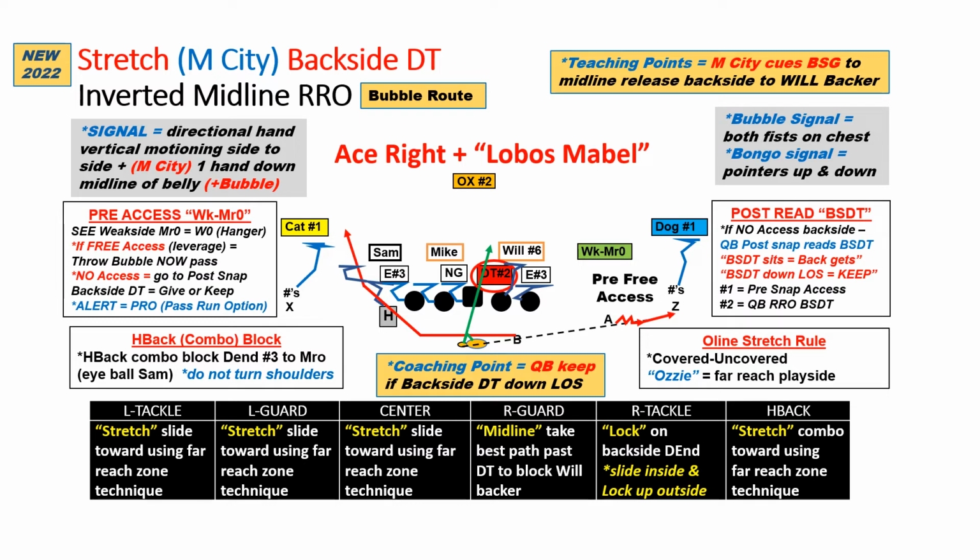If the tackle chases down the line, he'll replace and go right up the A gap following the guard's lead block. Again, we've got pre-snap access with the bubble, but it is pre-snap access only, no post-snap read. It's an RPO double run option read.